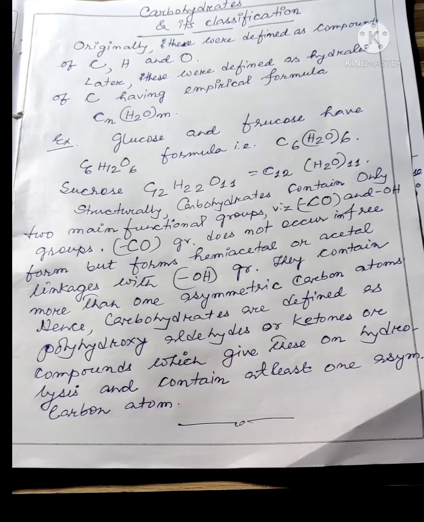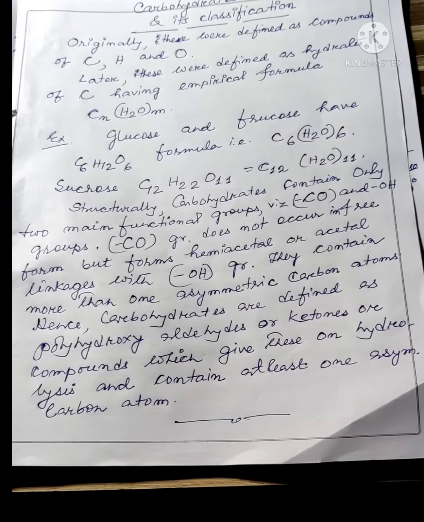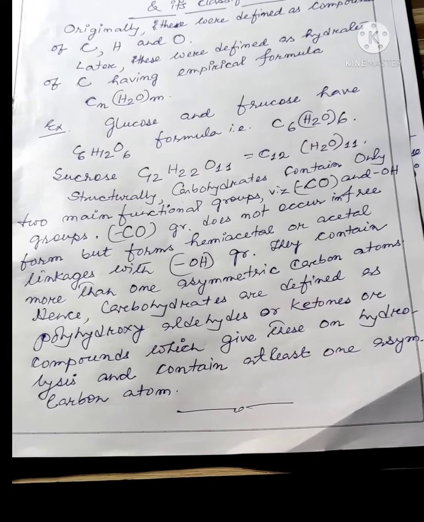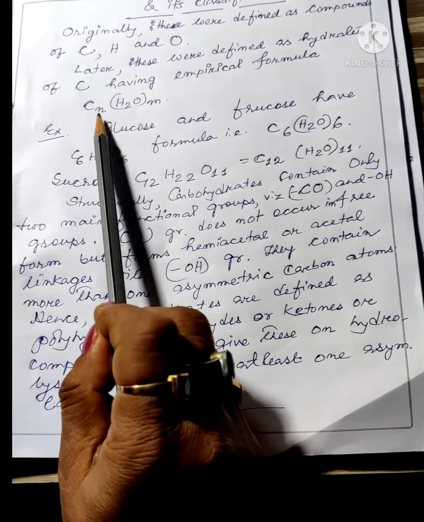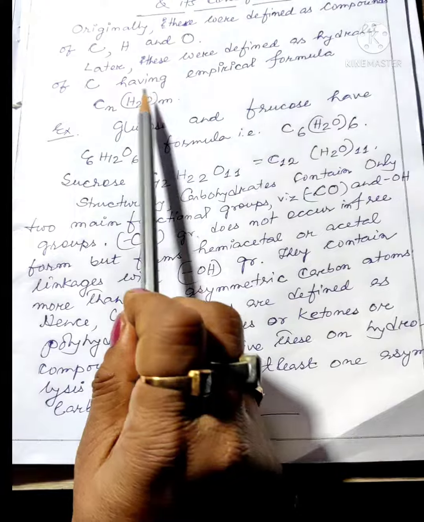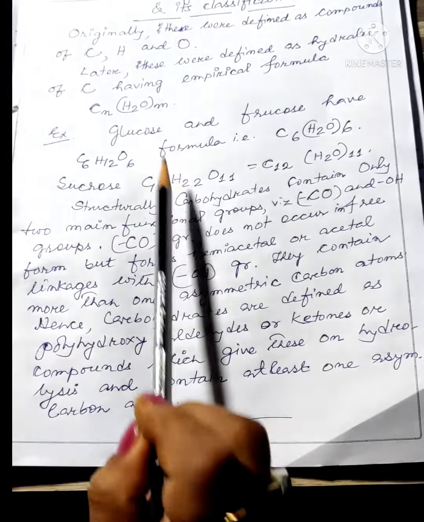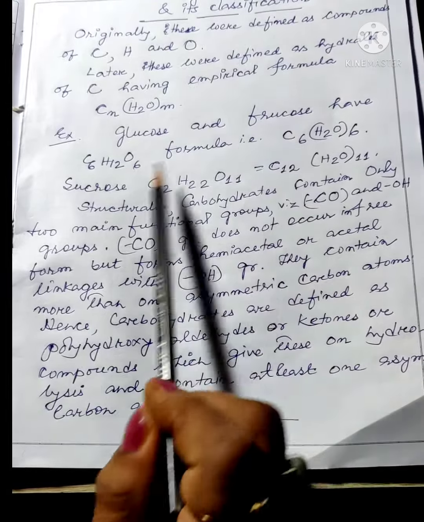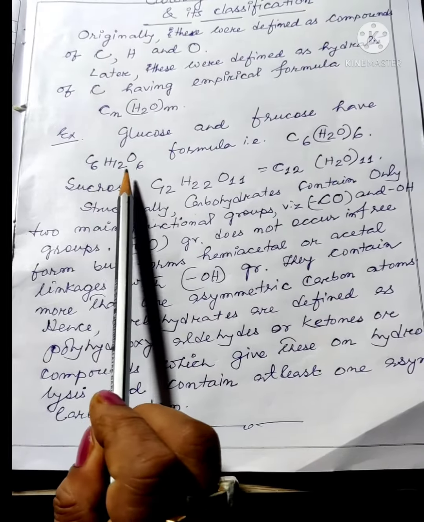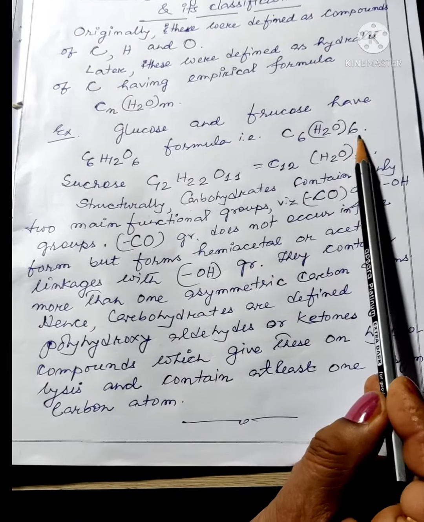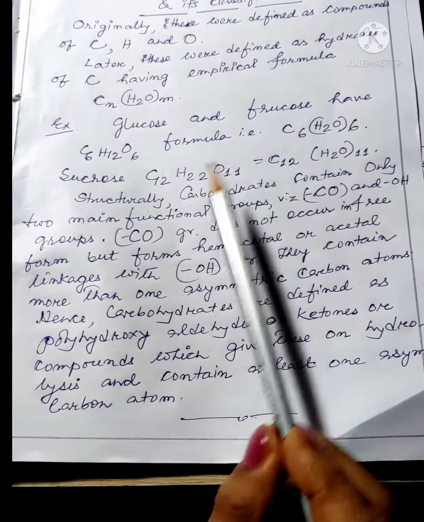Later, these were defined as hydrates of carbon atoms having empirical formula CnH2mOm. Here, n is the number of carbon atoms, m is the number of H2O groups. For example, glucose and fructose have the general formula C6H12O6. It can be written as C6(H2O)6, that means hydrates of carbon.